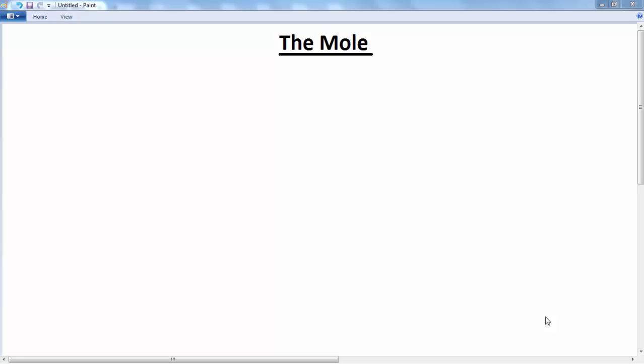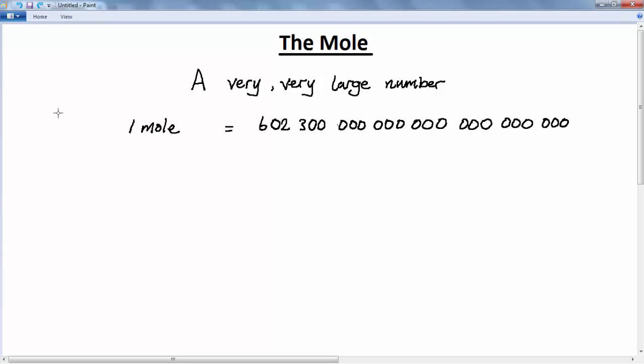In this lesson we're going to look at a very important number in chemistry called the mole. Now the mole really tells us how many atoms there are present in a given unit of matter. And since atoms are very small indeed, we can expect that the mole is a very large number. In fact, the actual value of the mole is this, which as you can see is a bit of a tongue twister.